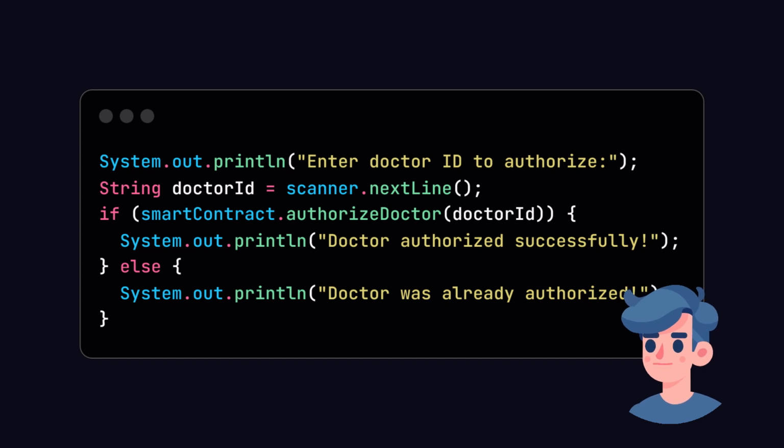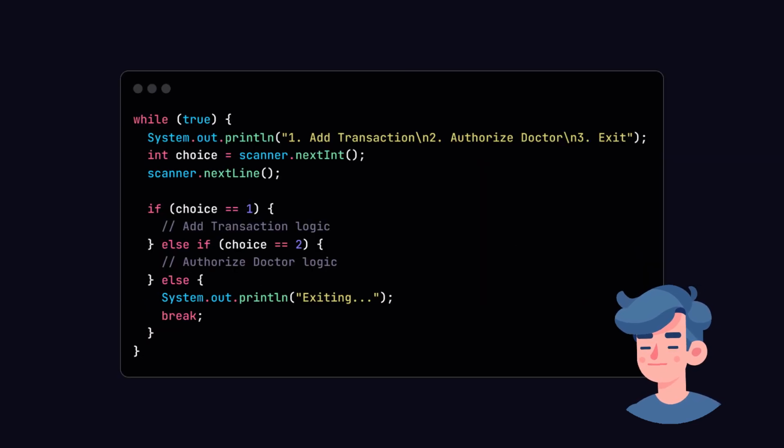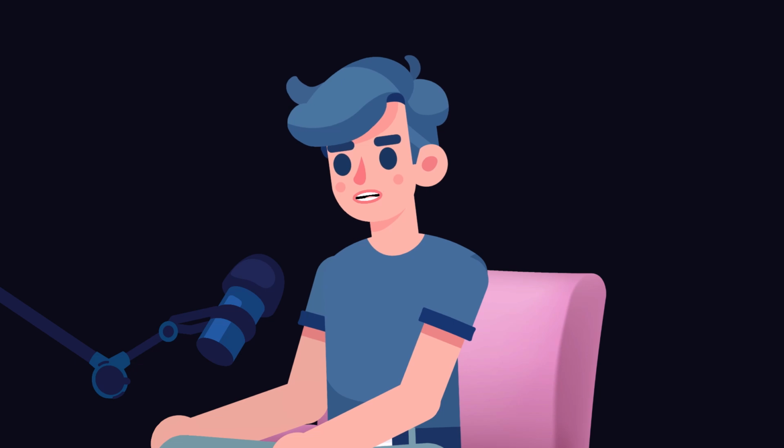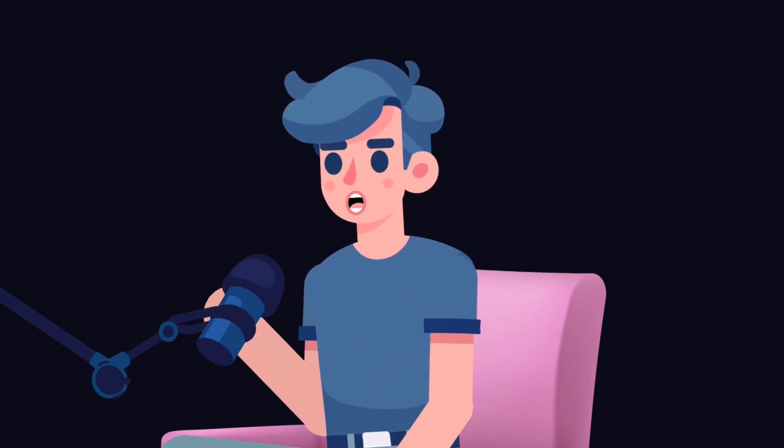We also need a method for doctor authorization. Let's integrate that into our user interface, allowing administration to add authorized doctors through the interface. Now, our main loop needs to continuously ask users what action they wish to perform. Let's wrap this input logic into a loop for user convenience. Here, we're presenting a simple menu-driven approach. The user can choose to add a transaction, authorize a doctor, or exit the application. Depending on their choice, the relevant logic will execute.